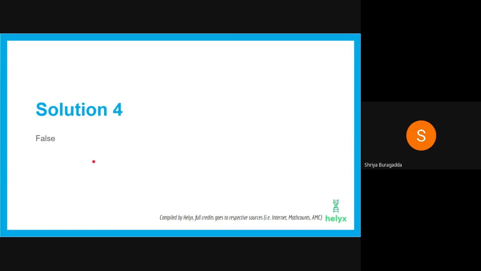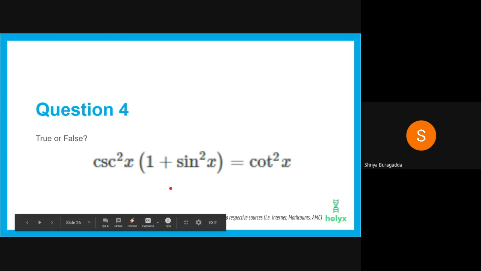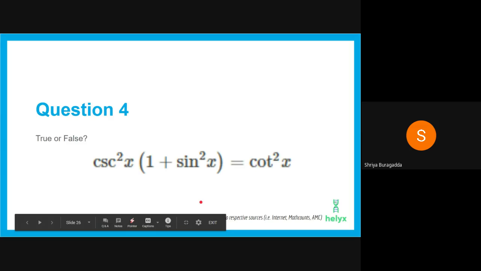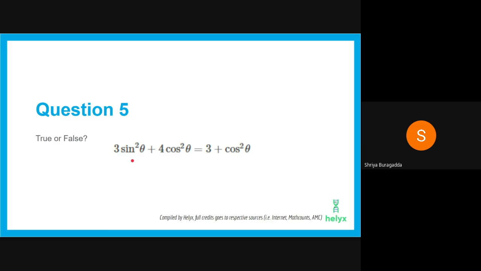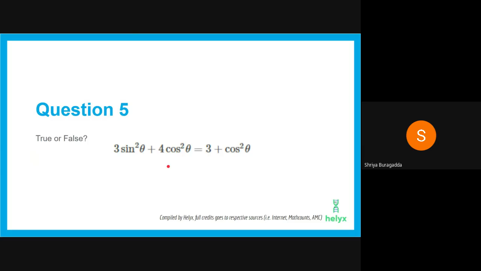Okay, so this one is false. I guess there is no solution to this one. Okay, and then this one says 3 sine squared theta plus 4 cosine squared theta equals 3 plus cosine squared theta. Is this true or false?